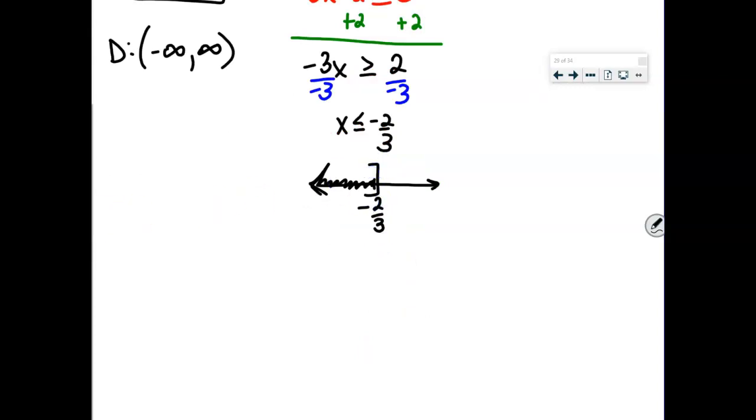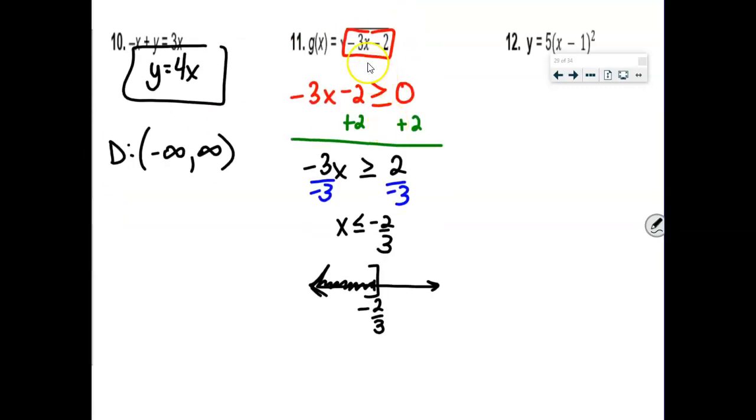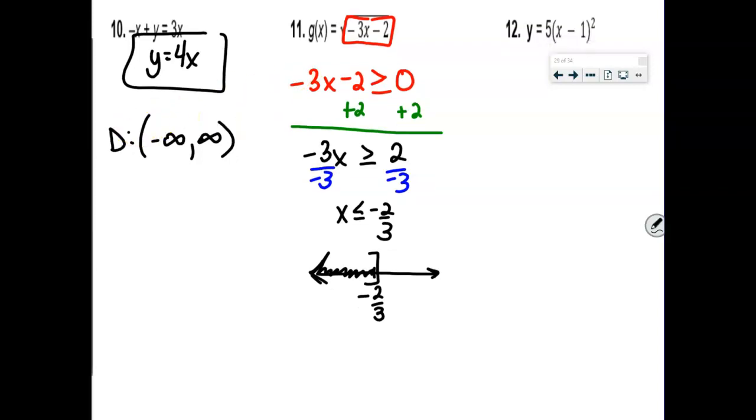Because if you go back to the original problem, if you were to plug in -2/3, what's -3 times -2/3 minus 2? It's 0. So you'd have the square root of 0. Is that an okay thing to do? Yeah. So that's the very last number in the interval that's actually going to work.